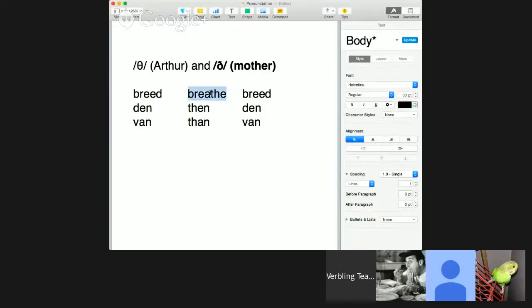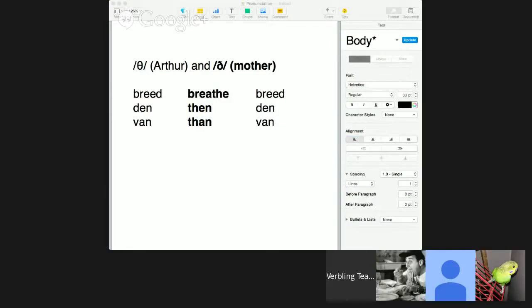All right, so let's have a look, and we're going to try. These are the ones that we're looking for with the voice, so the th sound. So it should be breath, breathe, breath, den, then, den, van, van. So, how about Giselle goes first? Brain, breath, breath, breathe. Den, den, van, van. Well done. This is tricky.